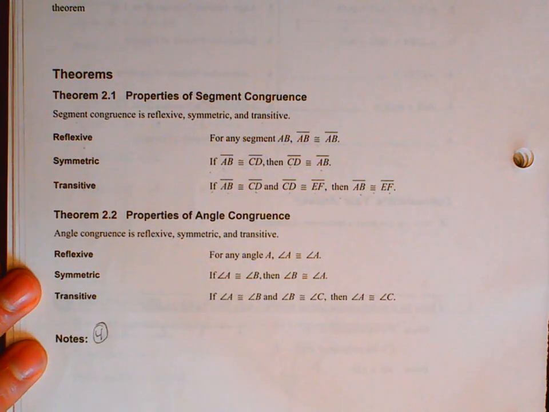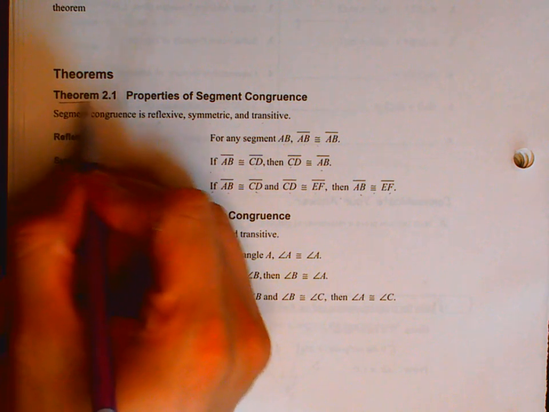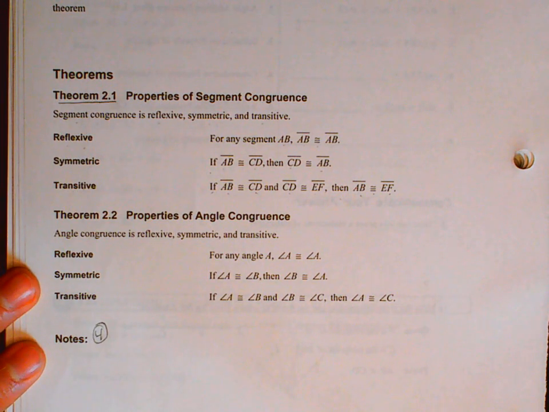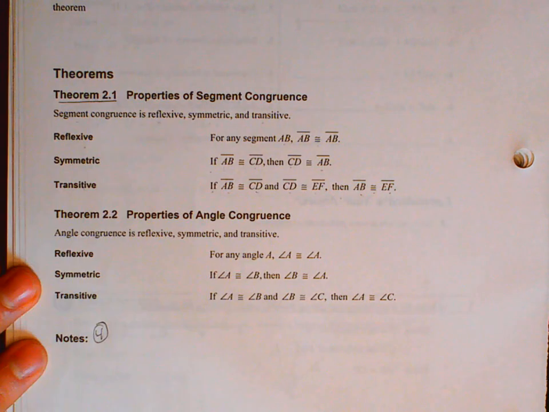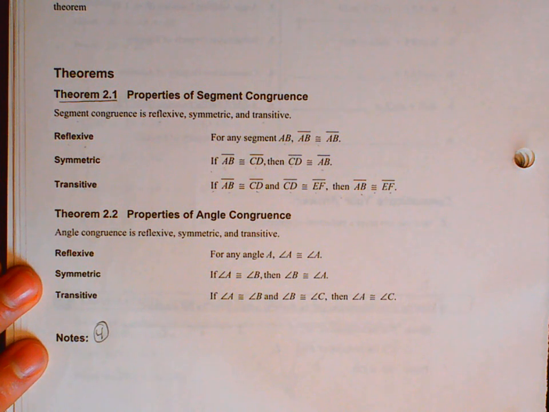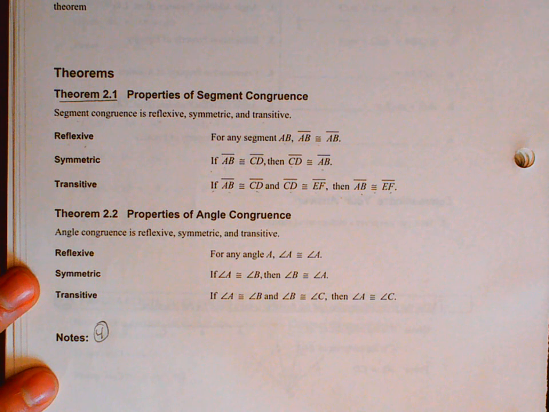Now, this is a theorem. So what's the difference between a theorem and a postulate? Okay, postulates are made up of definitions and they're just accepted facts. Theorems, you can actually prove them. So all of these right here can be proven, and we're actually going to be probably proving one or two of these. Then you have the properties of angle congruence.